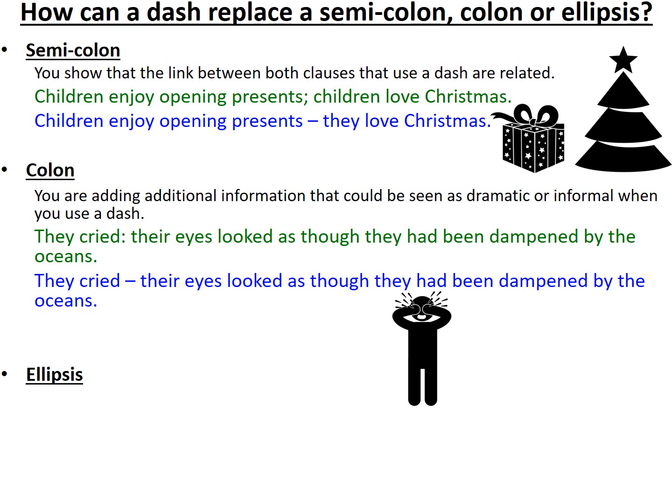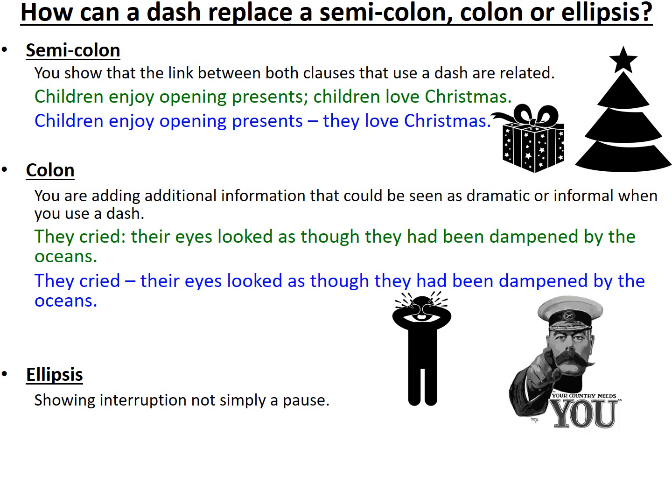Now when we consider what the difference is when we use a dash, it seems much more dramatic. They cried - their eyes looked as though they had been dampened by the oceans. In this particular instance, we don't have to change the exact wording for a dash to make sense. Instead, it's about the level of formality we want to convey. If we're trying to be rather formal, I would argue that the colon is still the best friend of formal writing. But if we want high drama and intense passion in our writing, then actually the dash is ideal.